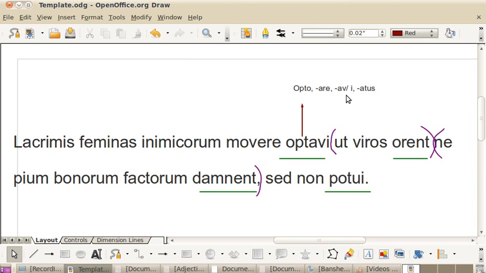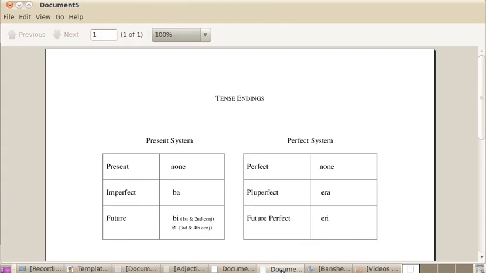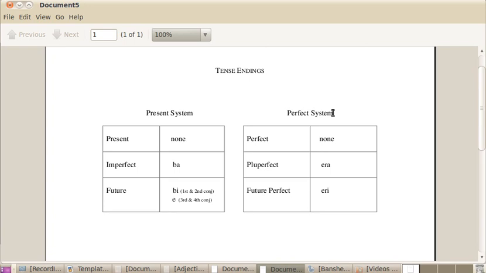So that's very helpful. We know that we've kind of reduced or pinpointed this verb a little further. This verb is either going to be perfect, pluperfect, or future perfect. And we can distinguish which of those it is based on what tense endings it has. So if we look at our tense ending chart, we go to our perfect system of verbs, the verbs that are built on the perfect stem, and we notice that to have a perfect tense verb, we don't have a tense ending. It's simply enough to be built on the perfect stem. That's distinctive enough. The pluperfect tense ending is ERA, and the future perfect tense ending is ERI.